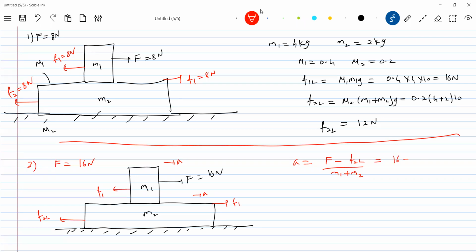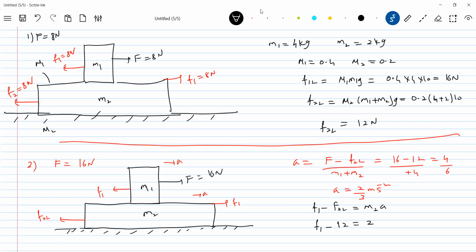Applied force 16, F2L 12, divided by 2 plus 4. 4 by 6, acceleration 2 by 3 meter per second square. Am I right? Let's calculate the friction force. So who will accelerate the block M2? The friction force only. So here what is the equation? F1 minus F2L equal to M2 A. What is F2L? 12. What is the value of M2?